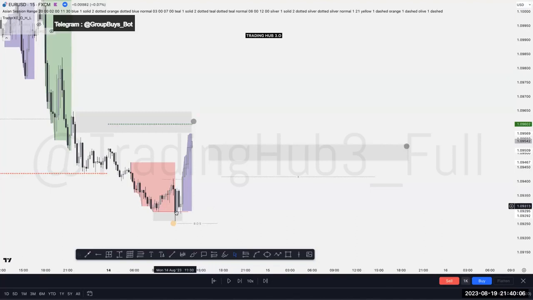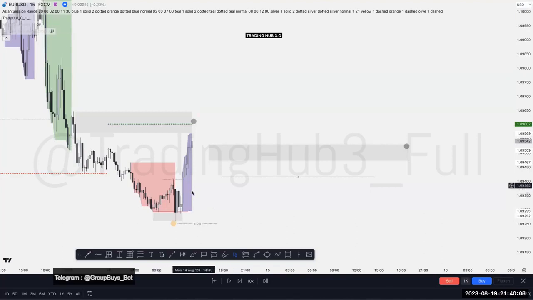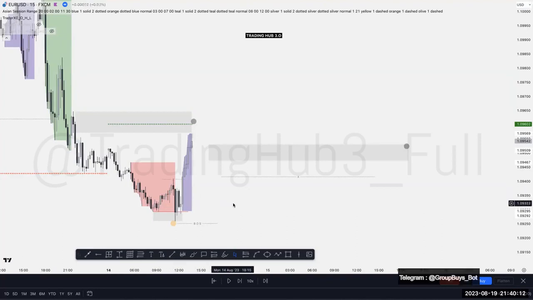Same thing happens here. The market mitigates this one, and then we are willing to buy here. And when you switch here to a 1 minute time frame, you will see very high chances that you can get an entry based on candlestick formation, based on a CHoCH, right? Let me show you.